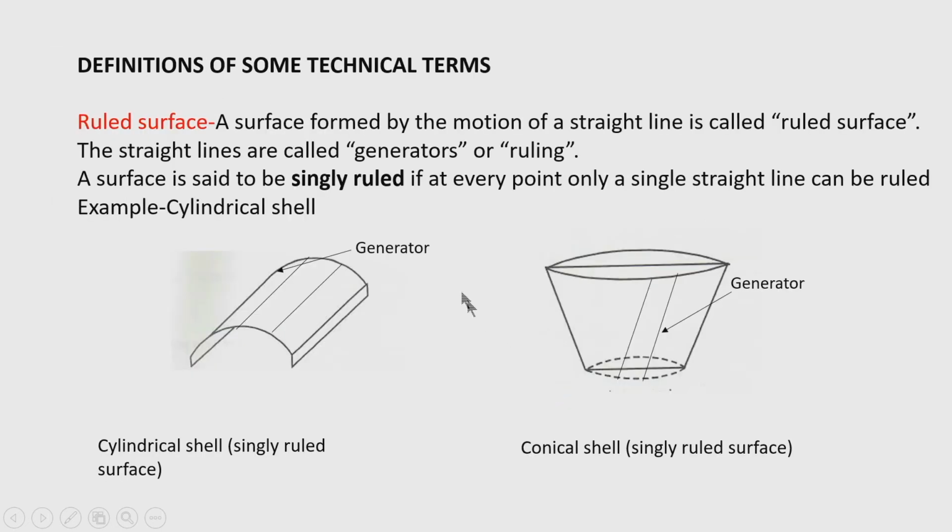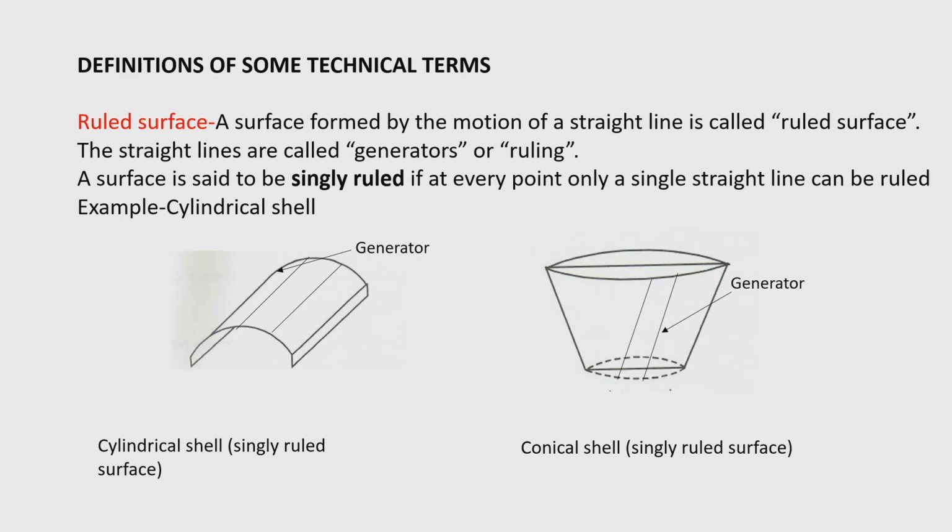Now, these two are the main classification of shells, but there are other terms which are also used to group shells into different categories, but these will also fall under these two categories. The two categories that I told, singly curved and doubly curved shell, are the two main types. Now, let us define some technical terms which will be used to group the shell into different types.